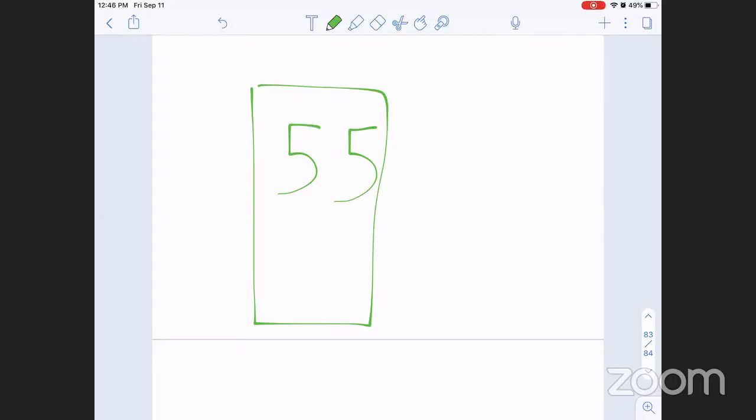Give me a thumb up, thumb sideways, thumb down. How do we feel about our ordinal numbers? All right, pretty much all thumbs up. I agree. Today was nice and easy.